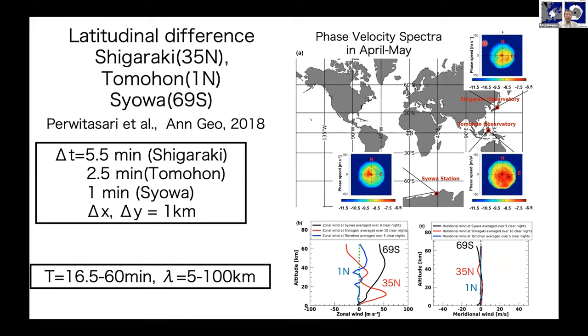At Shigaraki, Japan, in the northern hemisphere, the propagation direction was east-southeastward, and that at Showa Station is westward. And the direction at the equator, Tomohon, was southeastward. And you see the wind profiles show that at these two stations, Showa and Shigaraki, wind filtering causes this difference. But at Tomohon, the wind is very weak, and probably this distribution is caused by the distribution of strong wave sources in the tropical region.